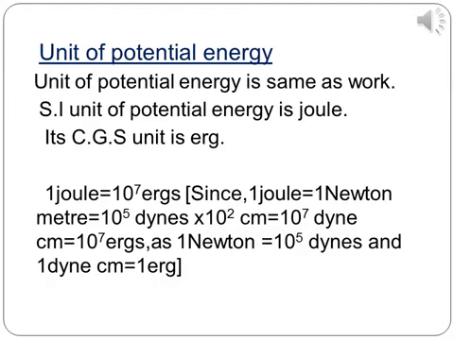See this conversion. 1 joule is equal to 1 Newton meter, which is equal to 10 to the power of 5 dynes into 10 to the power of 2 centimeter, since 1 Newton is equal to 10 to the power of 5 dynes. Then it is equal to 10 to the power of 7 dyne centimeter, which is equal to 10 to the power of 7 ergs, as 1 erg is equal to 1 dyne centimeter.